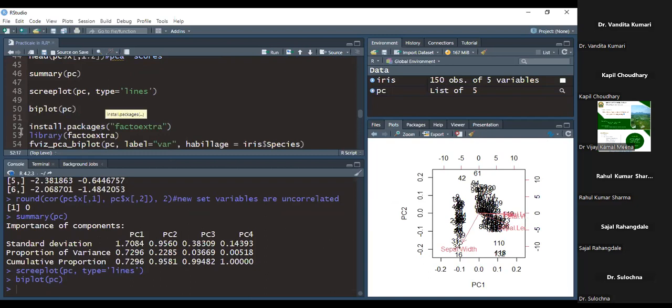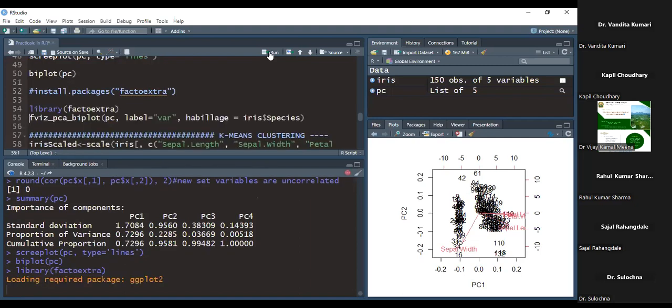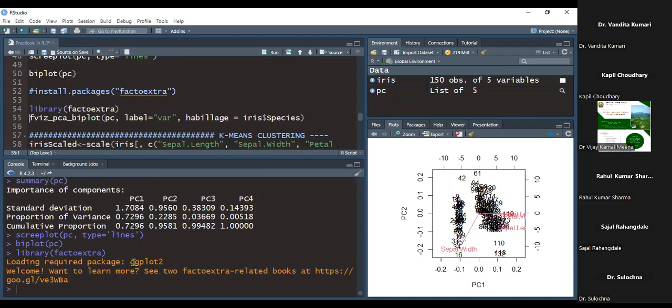So we are going to install one package called factoextra. The function is install.packages. This is going to install that package. I have already installed it, so I'm not going to run this. After the installation of this package has been done, we'll call the library of factoextra. This also needs ggplot2, which has already been loaded.